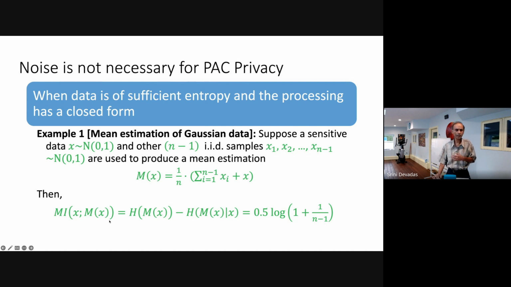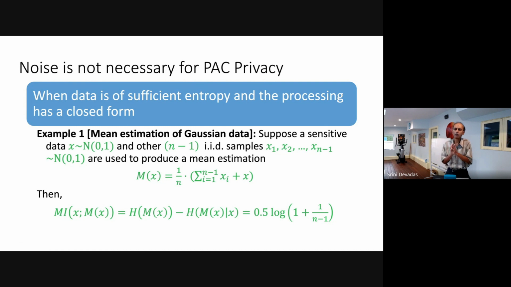Now you could use the entropy definition and compute the mutual information down below, and so you have 0.5 log(1 + 1/(n-1)). Sorry, when I was pointing to this, M of X is simply the average here, the mean estimation. So I think I called M of X mutual information. Sorry for the confusion, but M of X is basically what you're publishing, which is the average, really simple mean estimation example. And M of I is the mutual information, and that's down at the bottom.